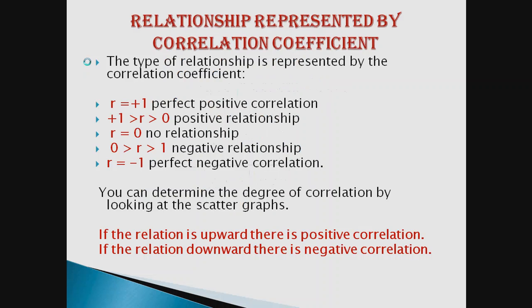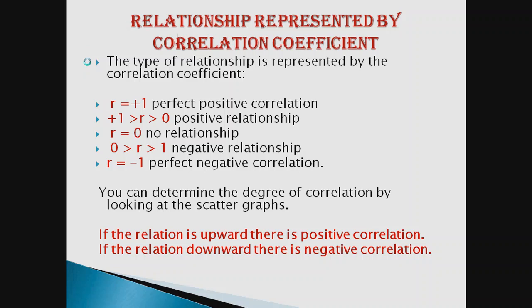The correlation coefficient always ranges between -1 to +1. When R is +1, it is perfect positive correlation. From +1 to 0, it always shows a positive relationship. When R is 0, it shows no relationship. From 0 to -1, it shows a negative relationship, and R equal to -1 shows a perfect negative correlation between the two variables. This can be easily shown by the scatter plot.